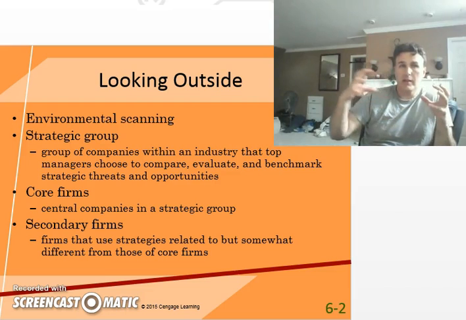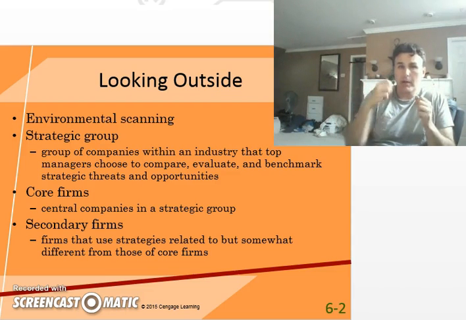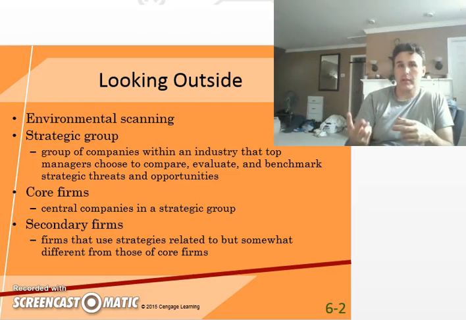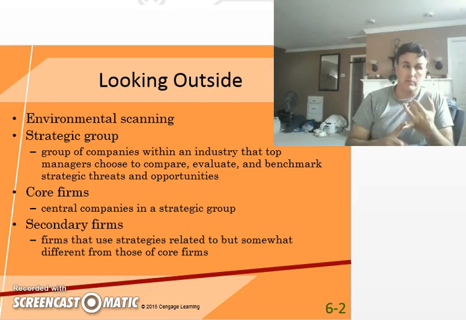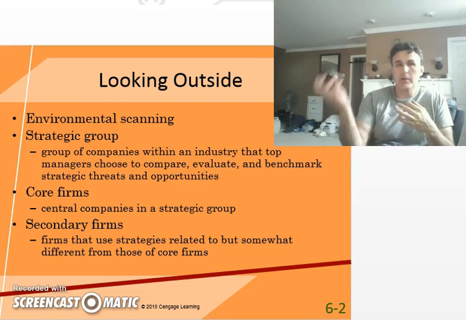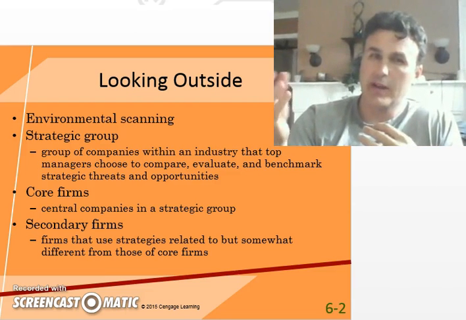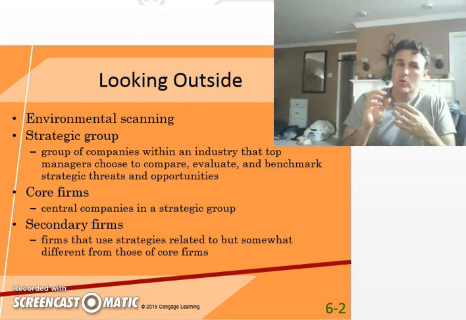Okay, the core firms are central companies in our strategic group. So out of the strategic group, there might be a couple that we would consider core. So we might have 8 in our strategic group, and there are 2 of them that I'm really looking at. And that might be, for McDonald's, Burger King and Wendy's. Right. Now, Taco Bell might be in the strategic group, but they have a little different niche, so I might not include them in my core firm.